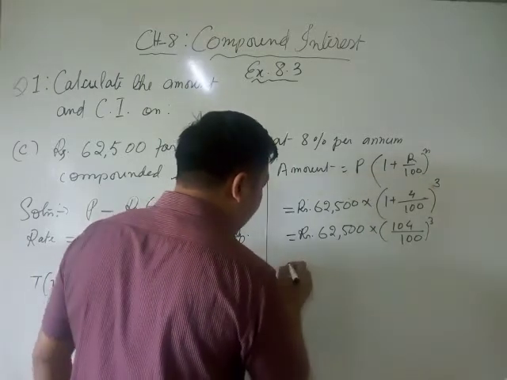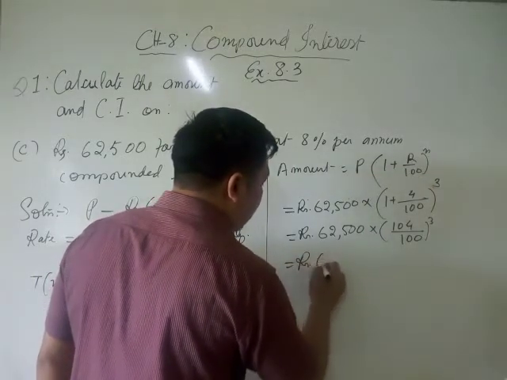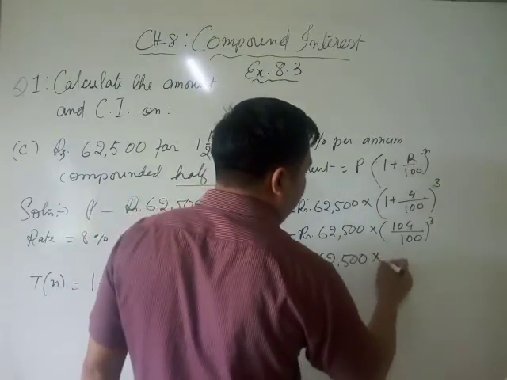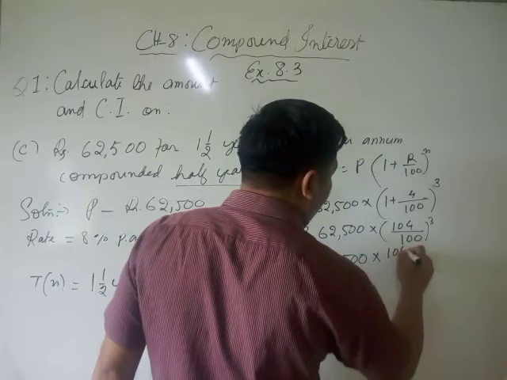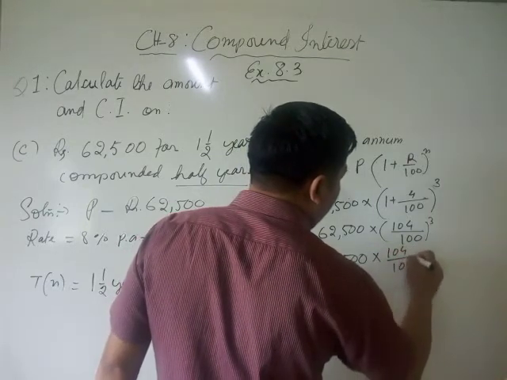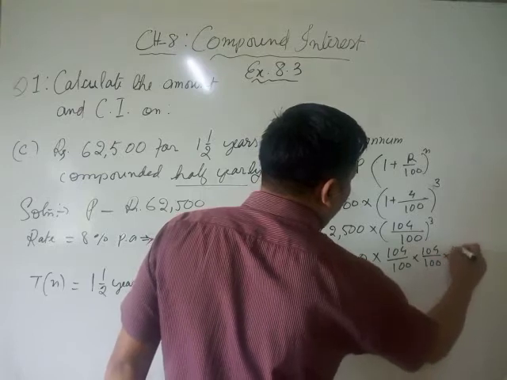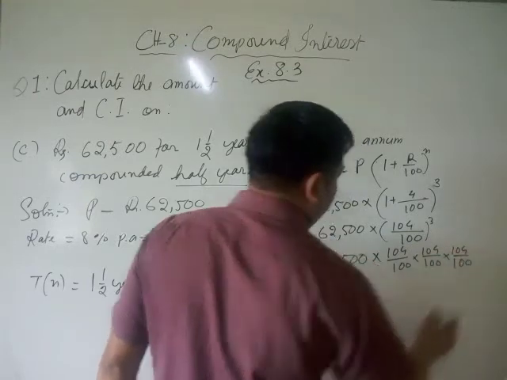We have to multiply rupees 62,500 into 104 by 100 into 104 by 100 into 104 by 100, 2 times.